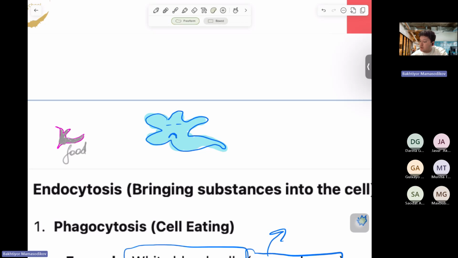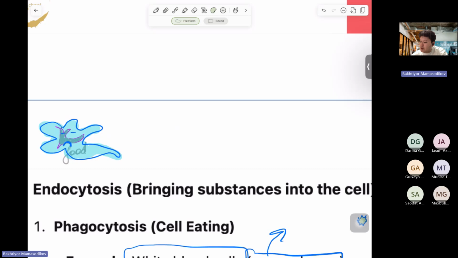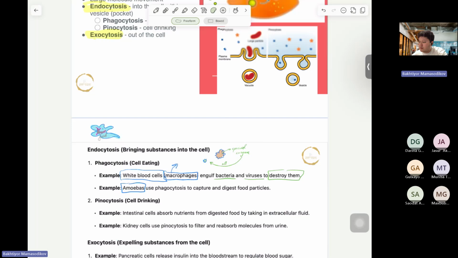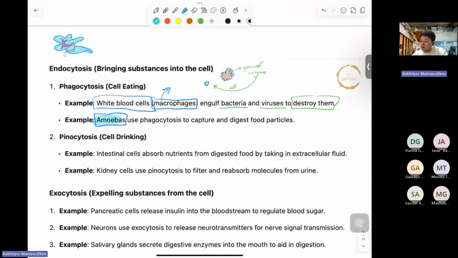It's going to catch that food, right? This amoeba is going to go to the food, and it is going to engulf it. It's going to eat it. If it eats it, this is also called phagocytosis. This is another example for the amoeba. And now an example of pinocytosis. Pinocytosis is cell drinking. You have the intestinal cells.